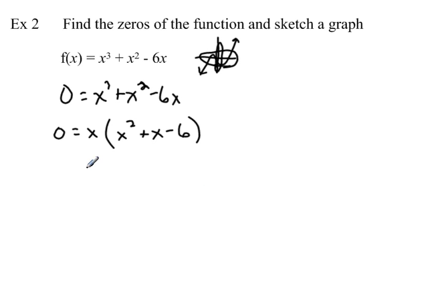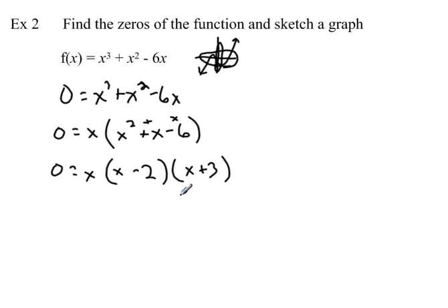All right, now we need to remind ourselves of our factoring skills. So we say 0 equals, don't forget the x. We know if this can be factored, it'll factor like two binomials. x times x equals x squared. And I need two numbers that add to this term here, the 1, and multiply to this term here, negative 6. So what adds to 1 and multiplies to negative 6? Okay, negative 2 and 3.